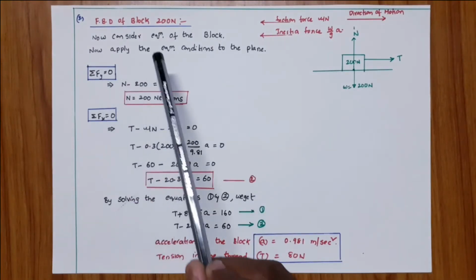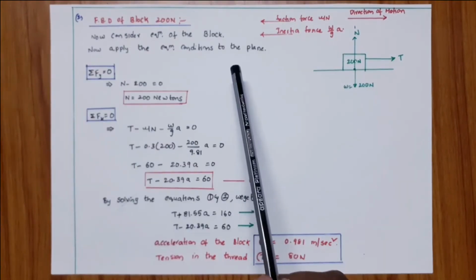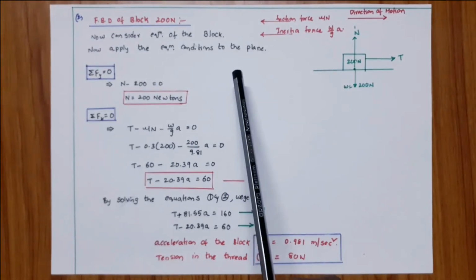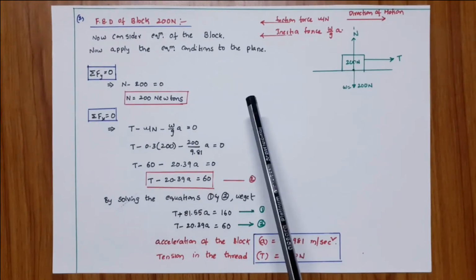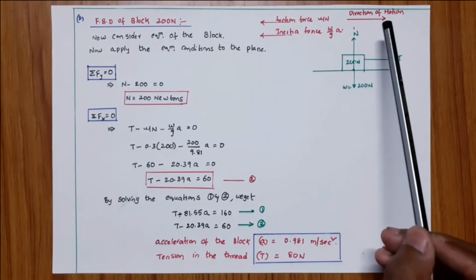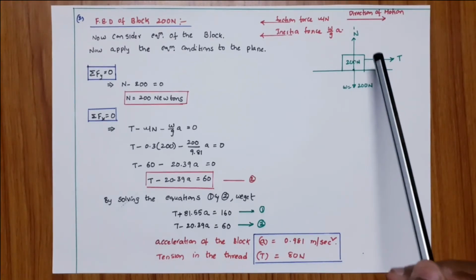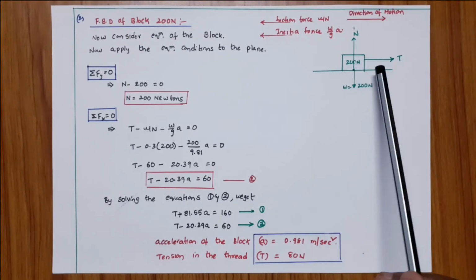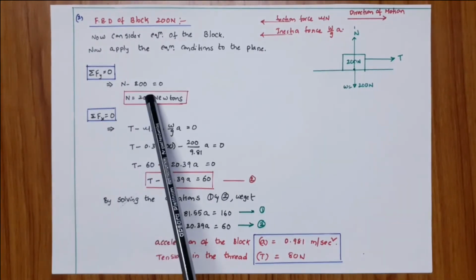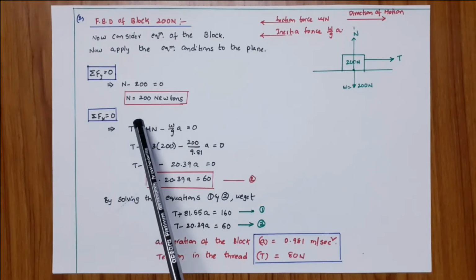Now consider equilibrium of the block. Apply the equilibrium conditions. The sum of the forces in vertical direction is 0. The forces in vertical direction are N and 200. The force acting upwards is positive, the force acting downwards is negative. Here N is acting upwards, and the weight 200 Newton is acting downwards, so it is negative. So N minus 200 is equal to 0. Finally, normal reaction N equal to 200 Newtons.